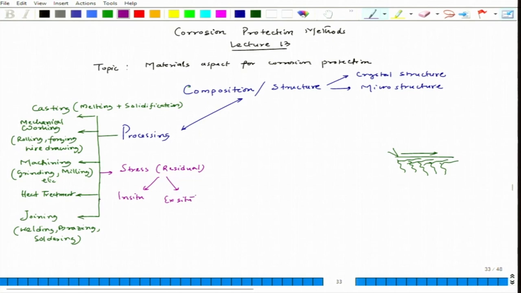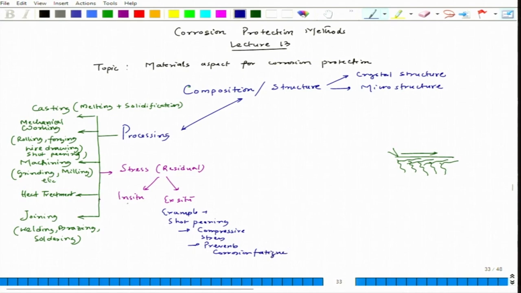But there could be ex situ stress, like shot peening. There we can have this shot peening in the mechanical working. Shot peening introduces compressive stress, and that compressive stress can prevent corrosion fatigue related failure. So that means it improves the corrosion protection. So ex situ, one example is shot peening, and it leads to compressive stress, which prevents corrosion fatigue.